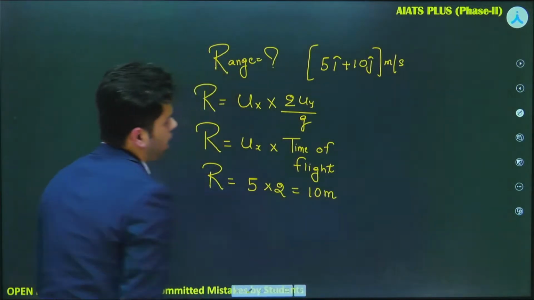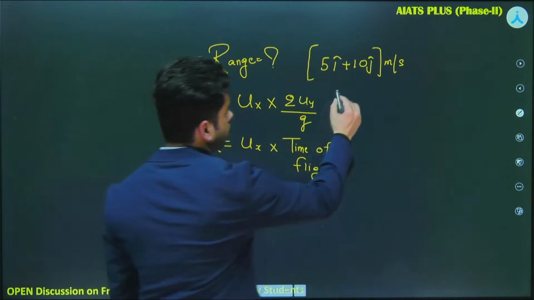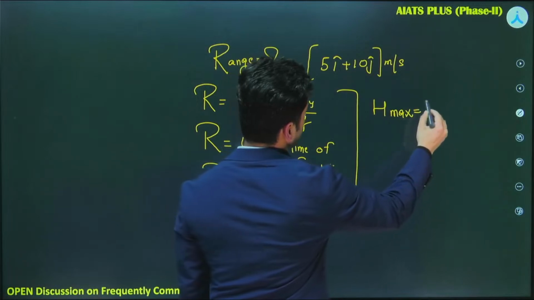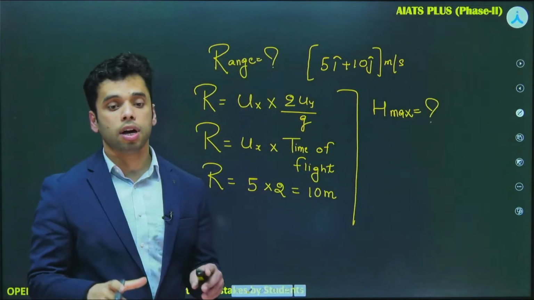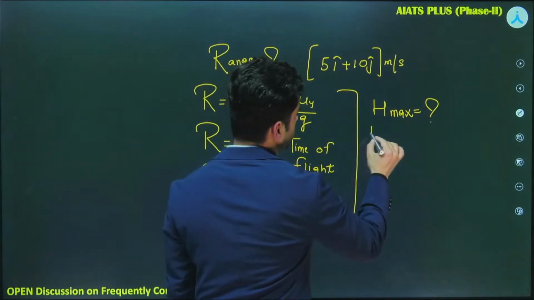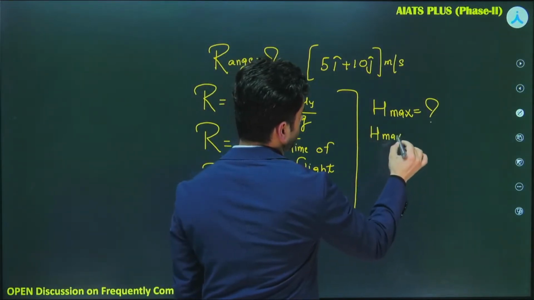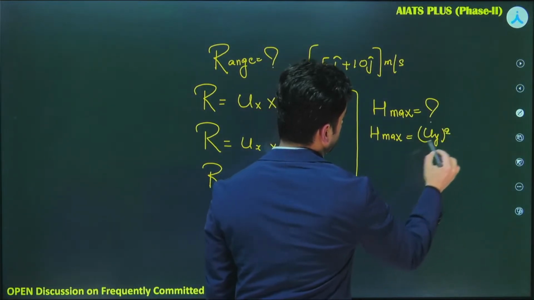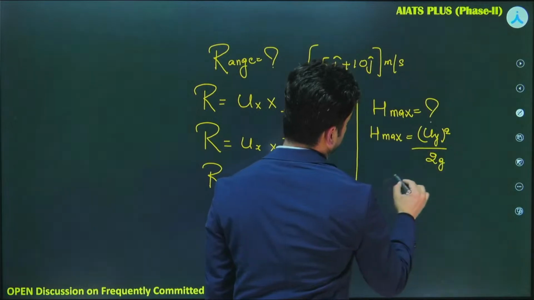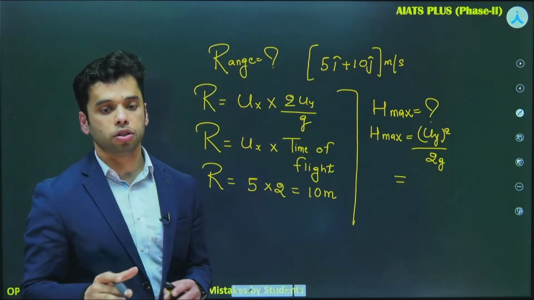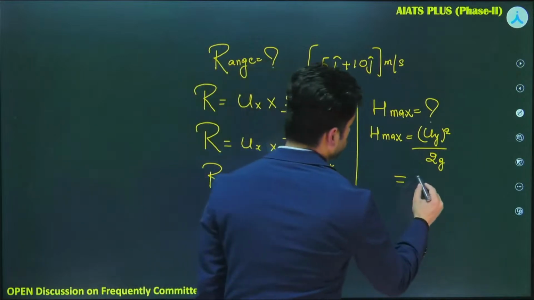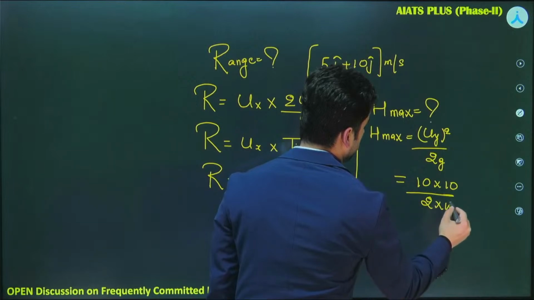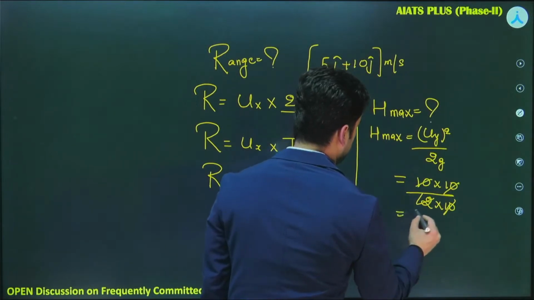Okay, if you are able to find the range, help me find out the maximum height, h max. How to find the maximum height? Anyone can put the answer in the comment box, h max. So I'll write the expression for the h max. If someone knows, they can put the answer in the comment box. H max is given by uy square by 2g. So what is uy? Uy is 10. So 10 into 10 by 2 into 10. 10 and 10, 2 and 10. That is 5 meter.